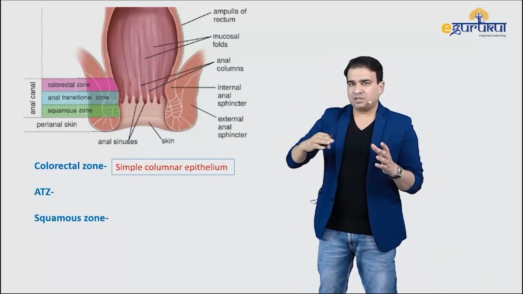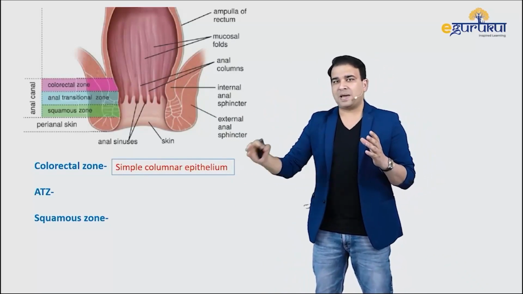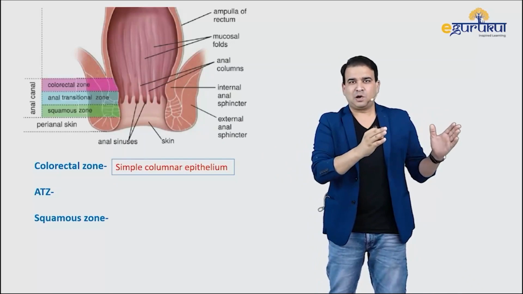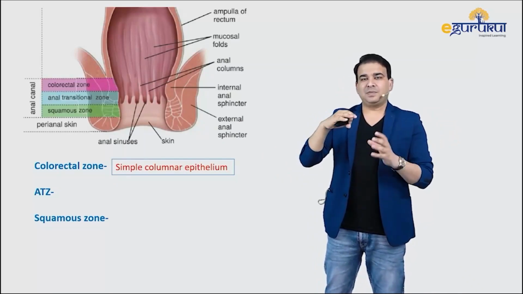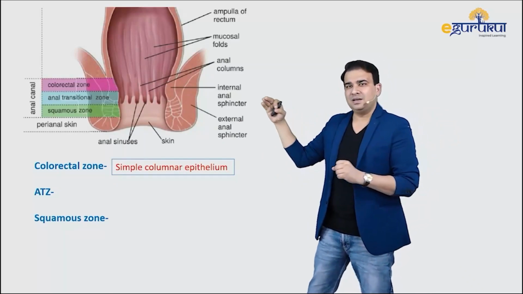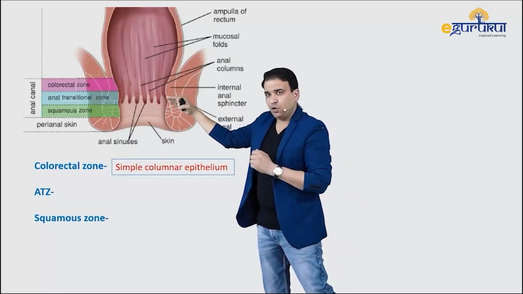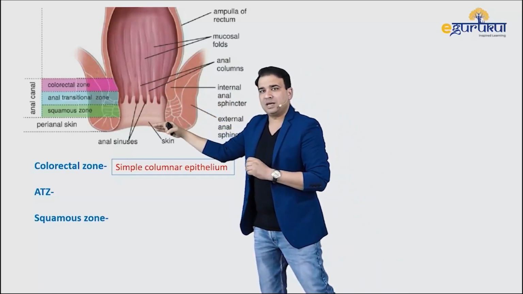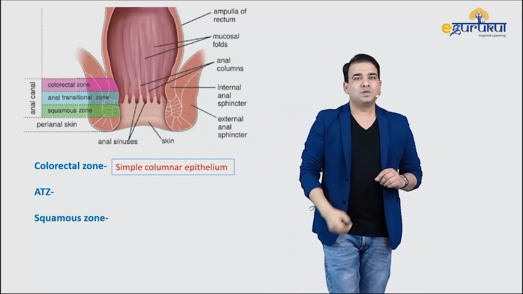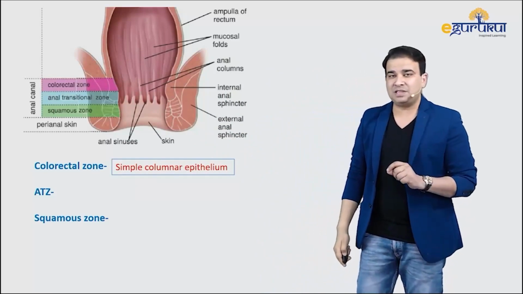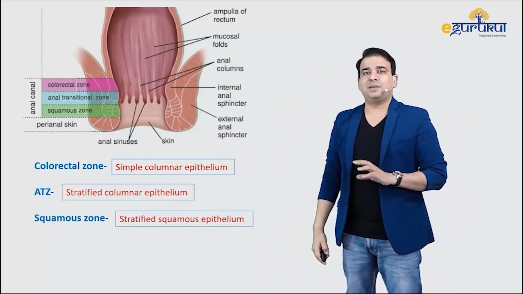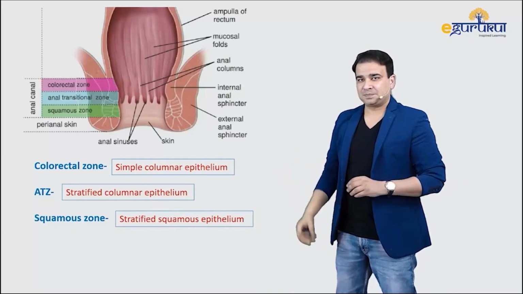So you can see the change now taking place when we go toward the perianal region. It was simple columnar. Now the layers have increased, it becomes stratified columnar, which is in the pectinate line region, or you can say in the ATZ region. And if you go below, that is the squamous zone, as the name suggests, because we have a stratified squamous epithelium there, which is just like the epithelium of the perianal skin.